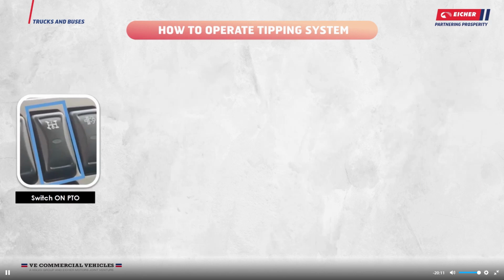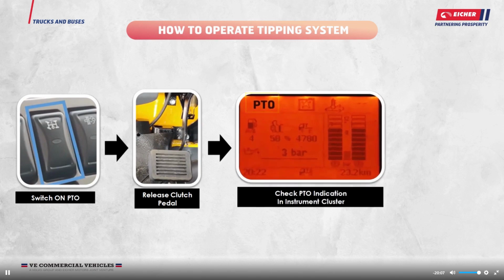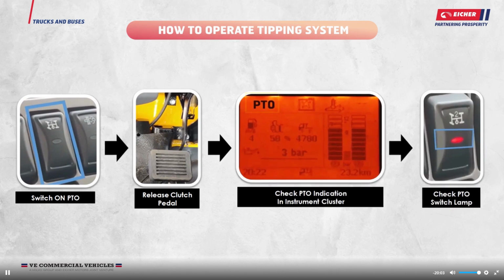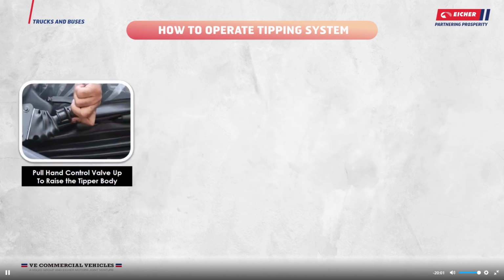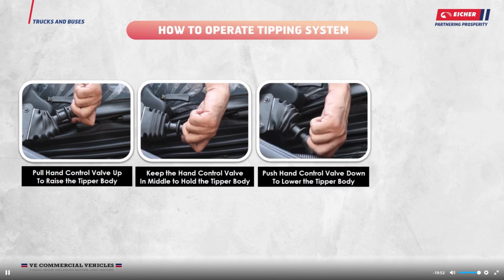Now, switch on PTO. Then, release the clutch pedal. Check PTO indication in the instrument cluster. Check the PTO switch lamp as shown. Pull hand control valve up to raise the tipper body. Keep the hand control valve in middle to hold the tipper body. Push hand control valve down to lower the tipper body.